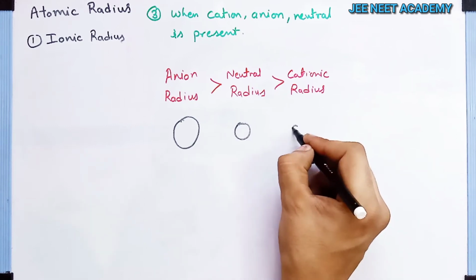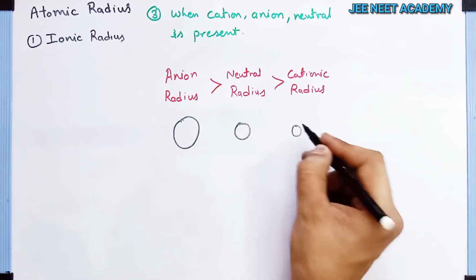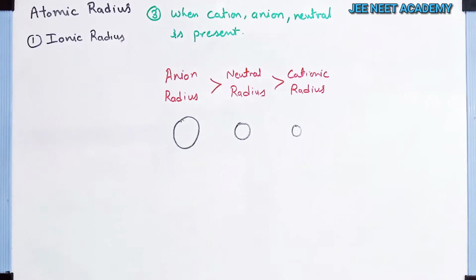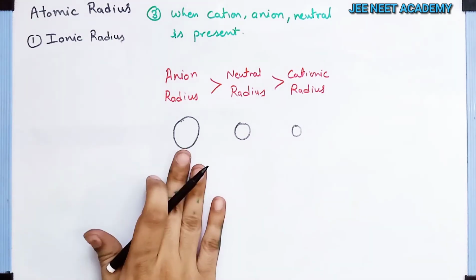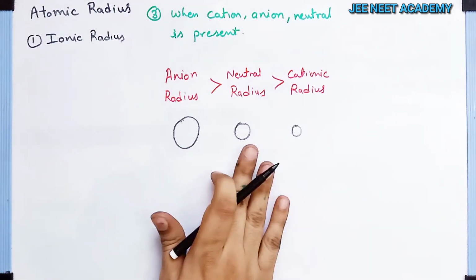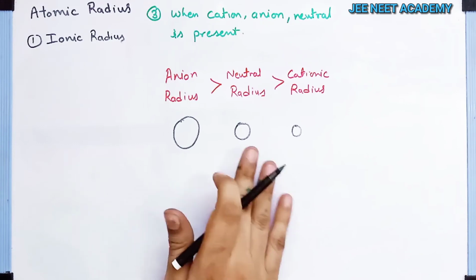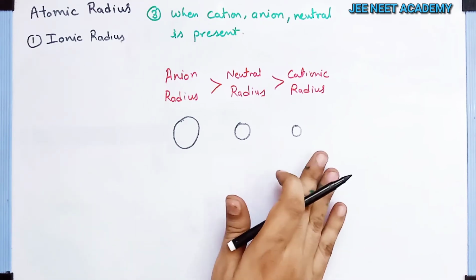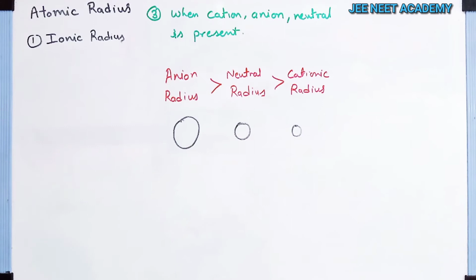If you remember this image, you can remember this concept also, that the anion radius will be the highest compared to the cation and neutral, then neutral is more than cation, then cation is the last. This is if the cation, anion and neutral are of the same atom or same element.